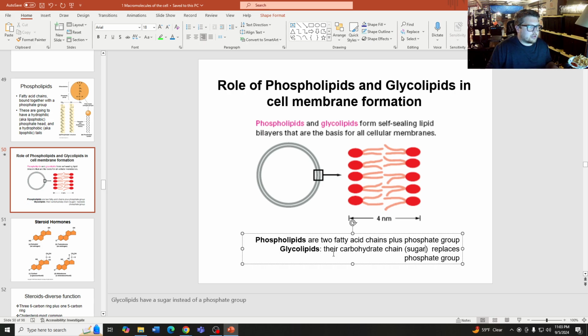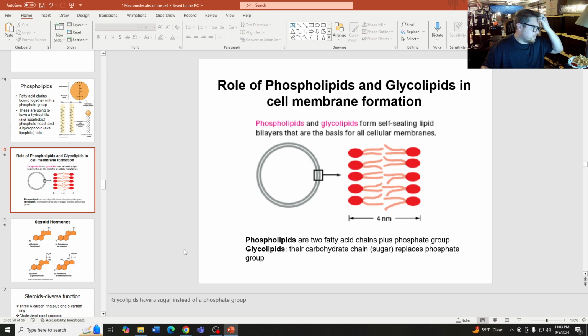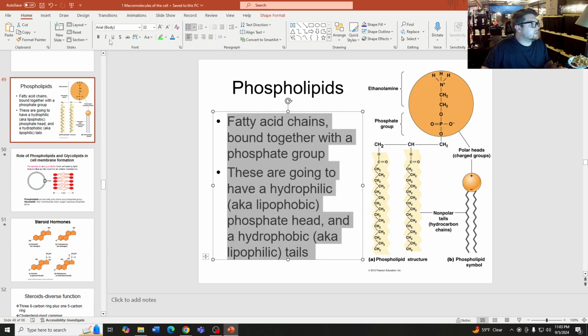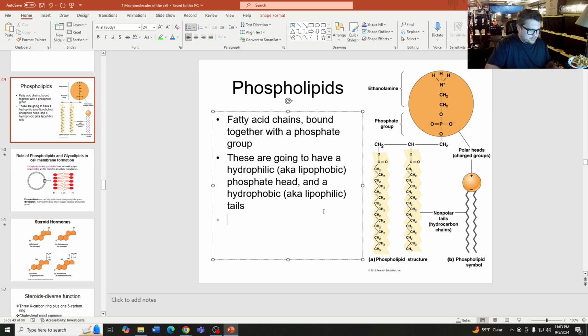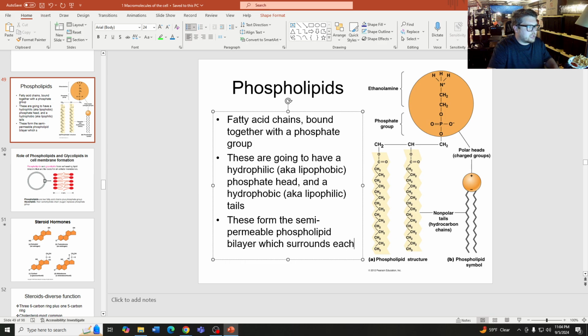Glycolipids: the carbohydrate chain replaces the phosphate group. And I'm going to add a little... I'll add it onto this part right here. These form what's called a semi-permeable phospholipid bilayer, which surrounds each of our cells and helps control what goes in and out of the cell.